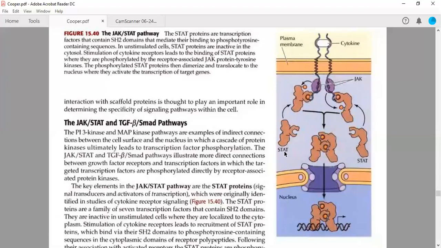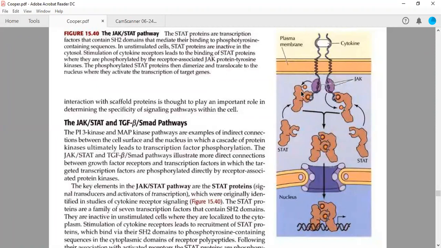These proteins are called STATs, signal transducers and activators of transcription. The two STAT molecules will be phosphorylated by these Janus kinases. So the Janus kinases are doing two types of activities here. First, they are phosphorylating the tyrosine residues in the receptor itself.